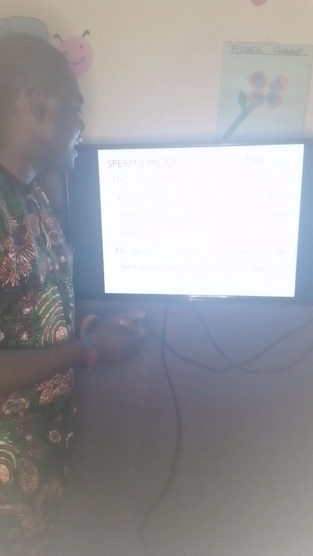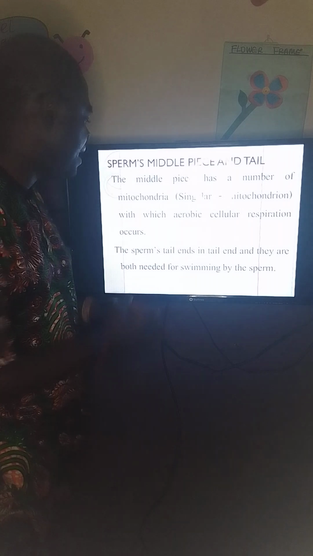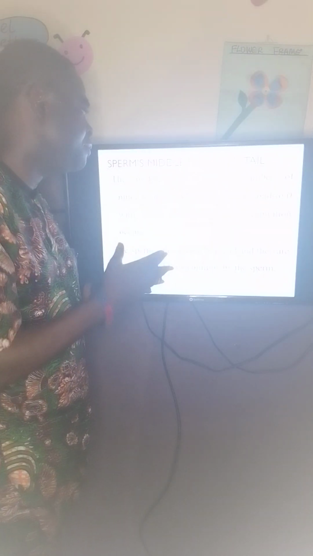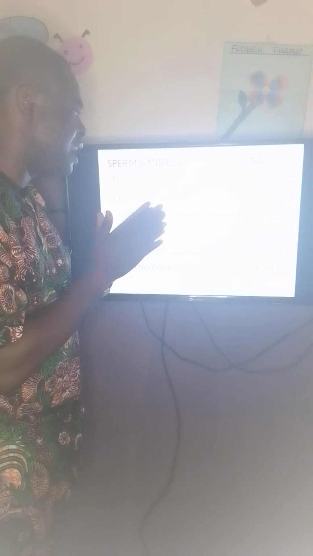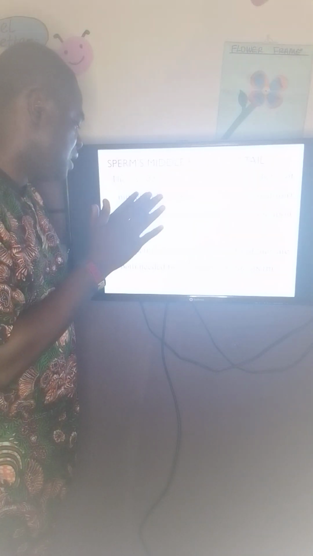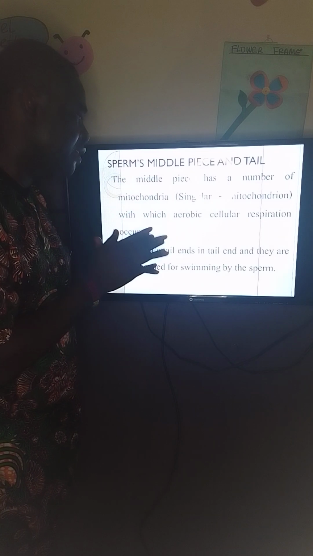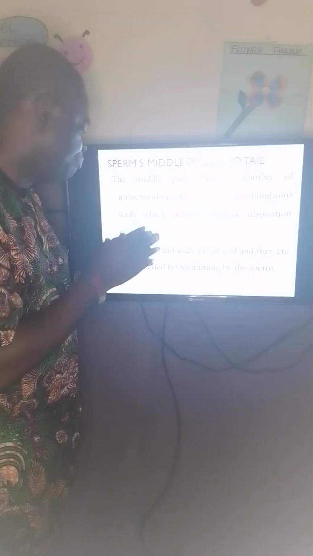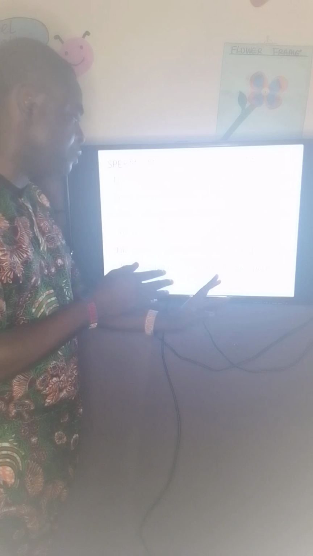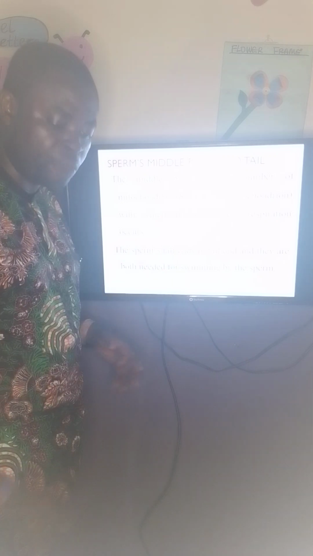Then the middle piece, like I said, has a number of mitochondria, singular of which is mitochondrion, with which aerobic cellular respiration occurs. Then the sperm's tail end and tail are both needed for swimming. I told you that the tails are needed for swimming by the what? That's the sperm's tail end. We have the tail end and the flagellum. They are used for what? For swimming.